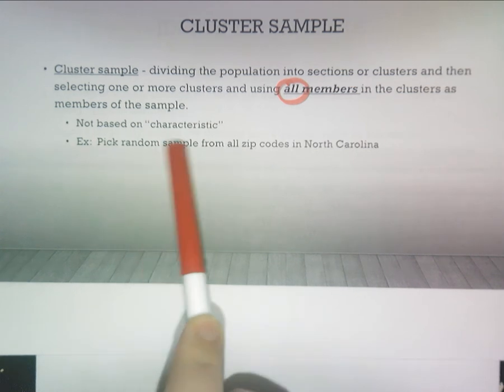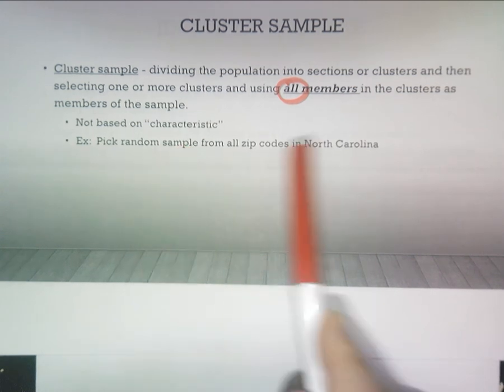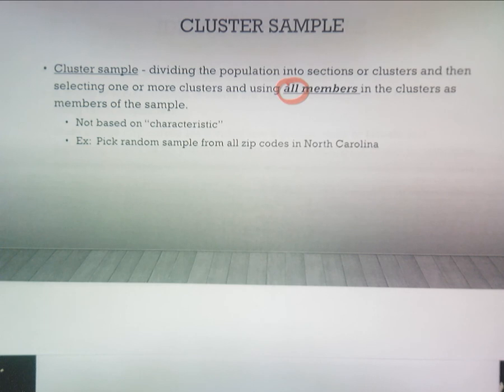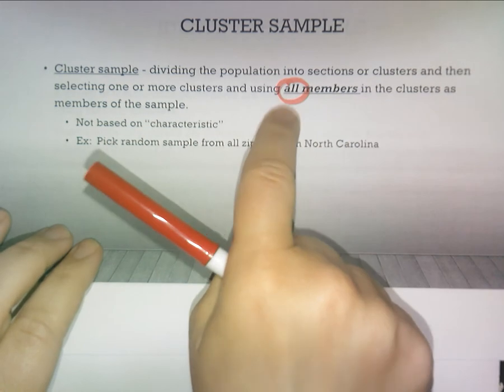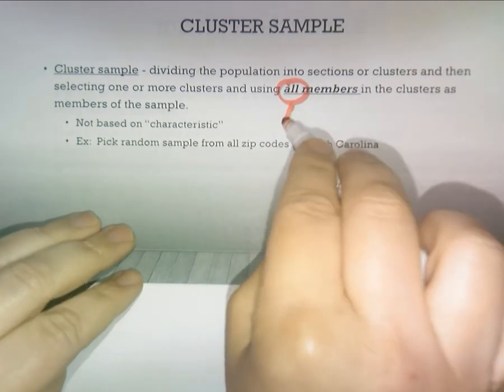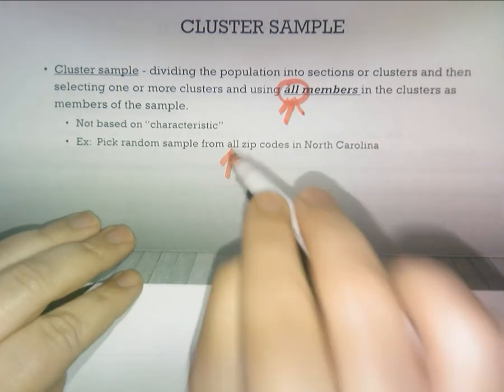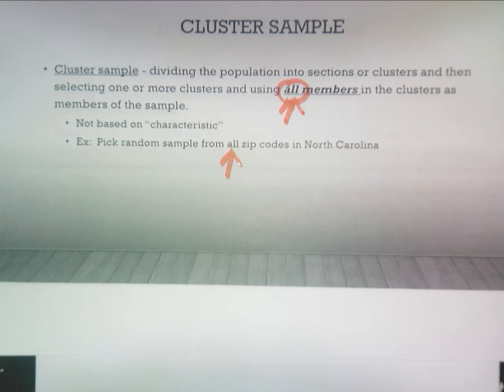So picking a random sample from all the zip codes, here's another one, in North Carolina, okay? So there's obviously different zip codes. Those are clusters, okay? They don't have a similar characteristic besides just living in the same zip code, okay? That's why I don't really like that phrase, but it's this all phrase that I usually look for. Cluster usually has that word all within it, okay? Just trying to help you out here to remember it. Again, you'll get a note card to write it down, so it'll be good news.